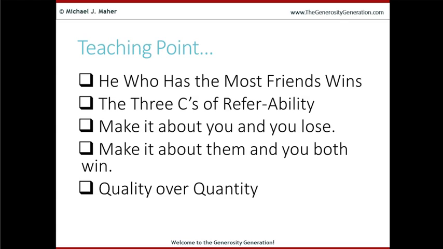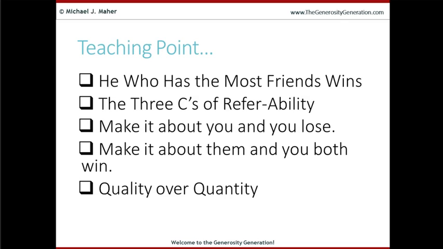You can have the best character in the world, you can do the best job in the world, and not get referrals because of either not communicating or because of how you communicate. The number one complaint at NAR is lack of communication or problems with communication. So those are the three C's of referability.